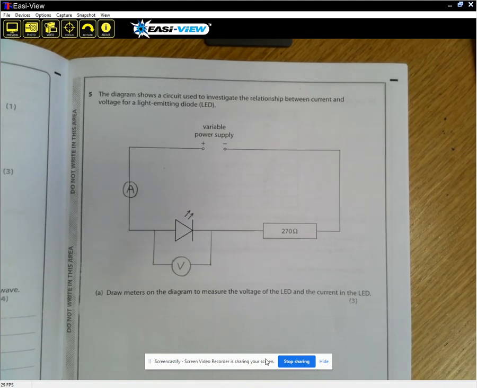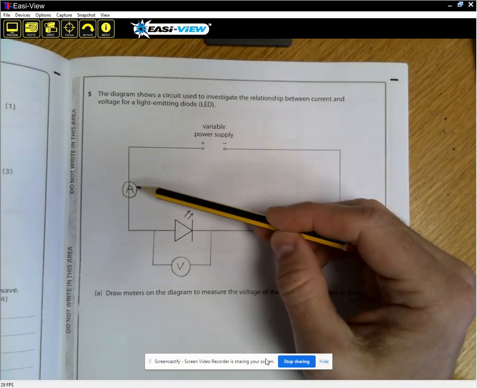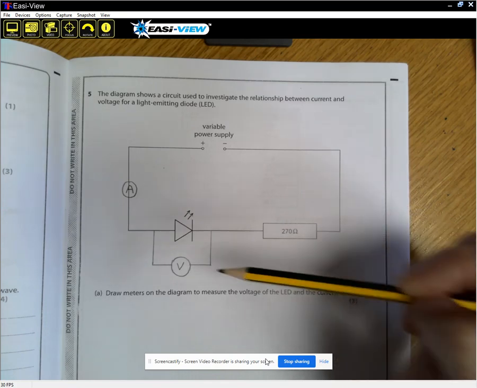So that would get all 3 marks. So 1 mark for the correct symbols, 1 mark for correctly having the ammeter in series, and the second mark is for the correct position of the voltmeter in parallel.